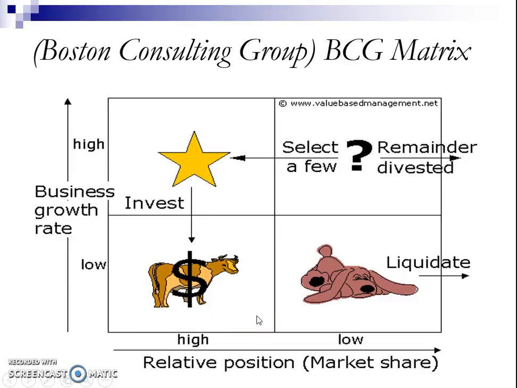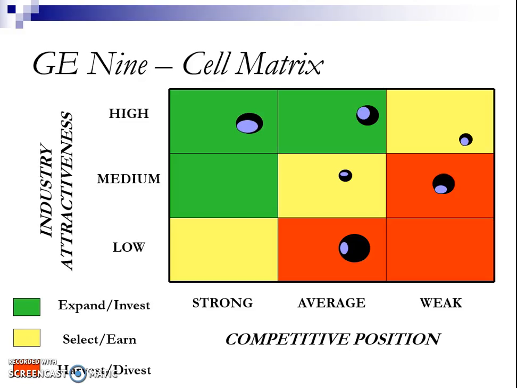Now this particular matrix has some limitations, since it focuses on only two aspects, market growth and relative market share, and there were some other limitations as far as the overall assumption of the framework is concerned. So another model was devised by McKinsey while they were consulting for General Electric in the 1970s: a 9-cell portfolio matrix as a tool for portfolio analysis.